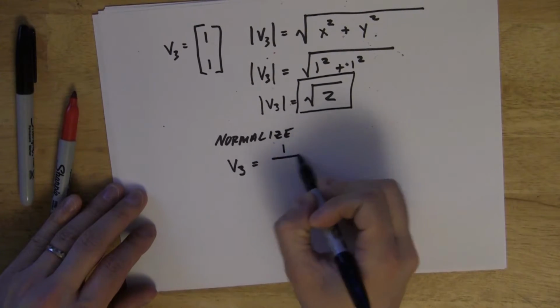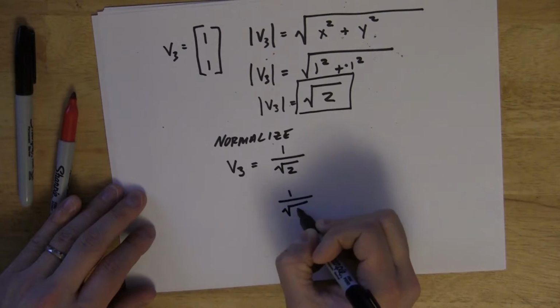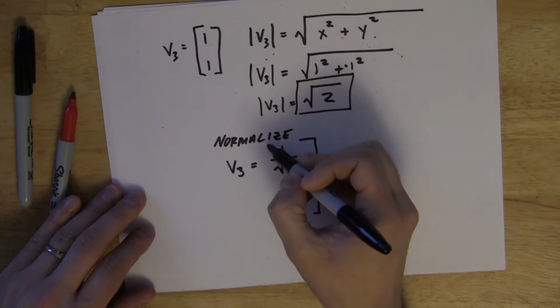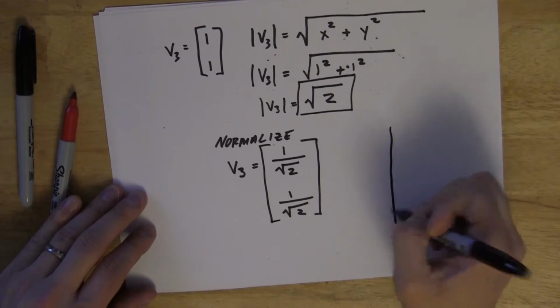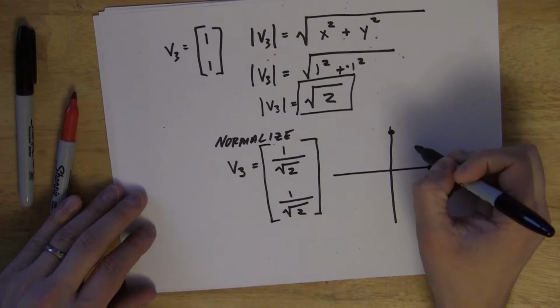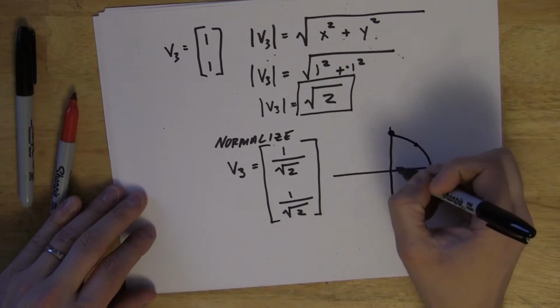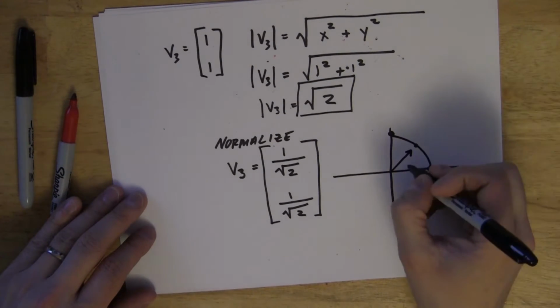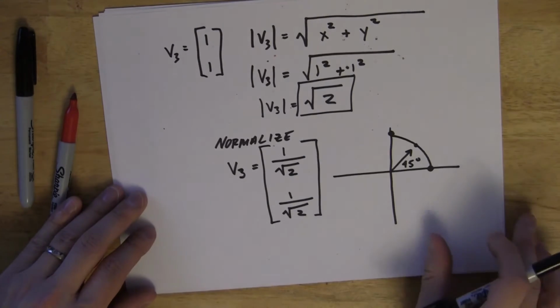So that is 1 divided by the square root of 2, and then 1 divided by the square root of 2. If you plot this value, what you'll end up with is the fact that this value lies exactly along the unit circle between the 2 points at a 45-degree angle. So that's how you add 2 vectors together.